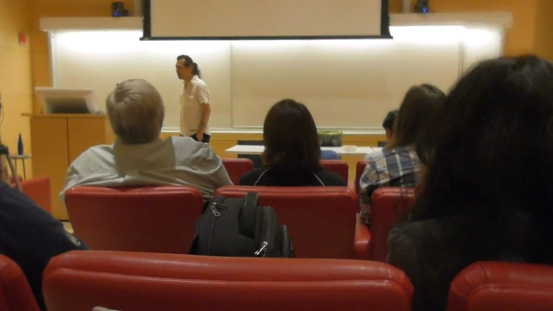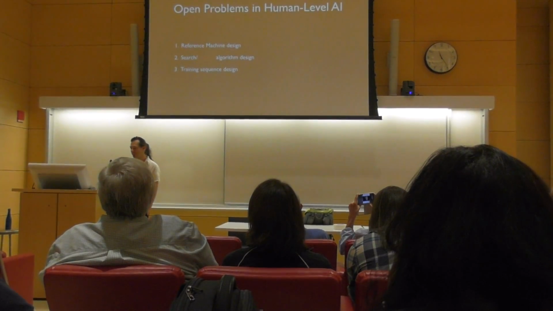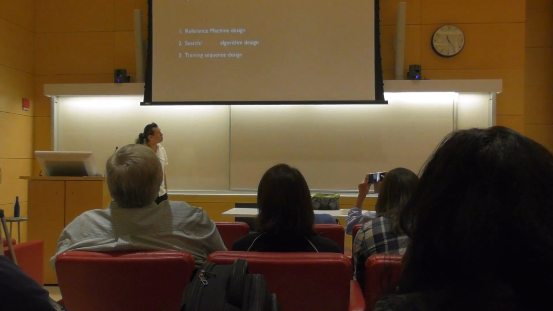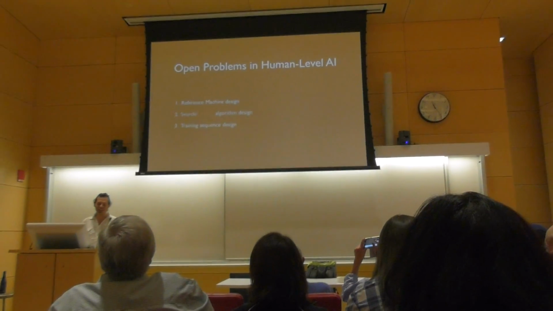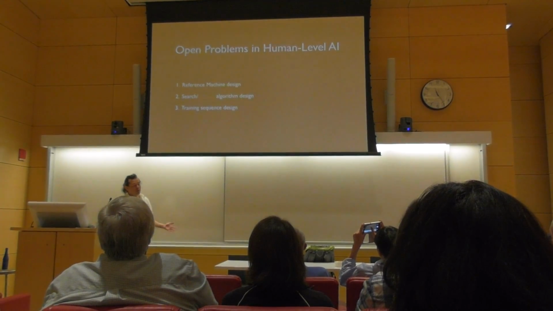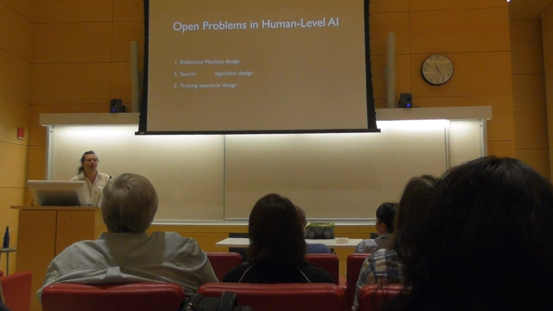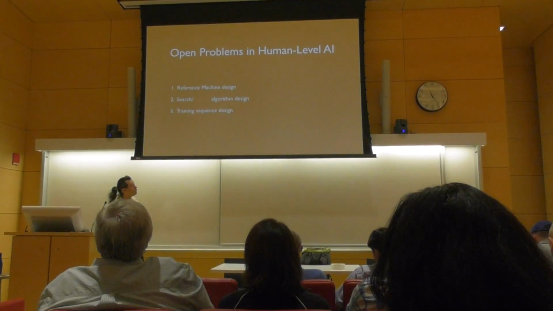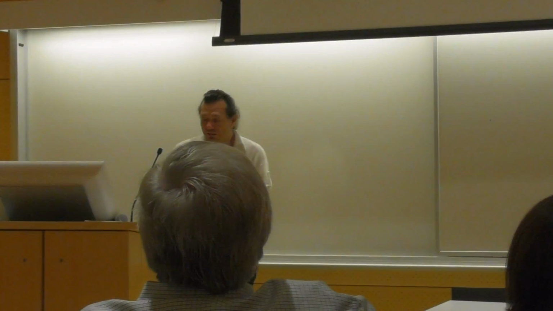What are the open problems in human-level AI? Ray Solomonoff mentioned three major problems: reference machine design, search update algorithms, and training sequence design. These are all crucial to achieving high orders of intelligence. How are we going to do it, and what does the update algorithm do here?